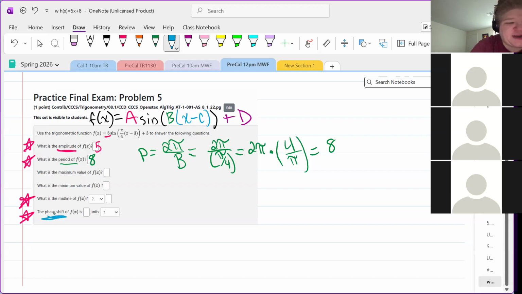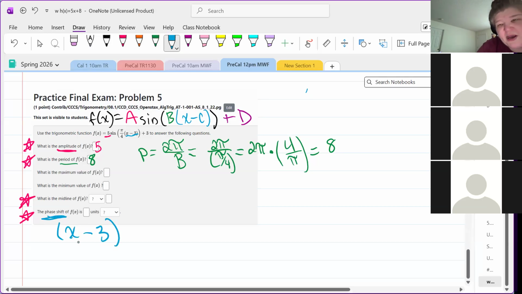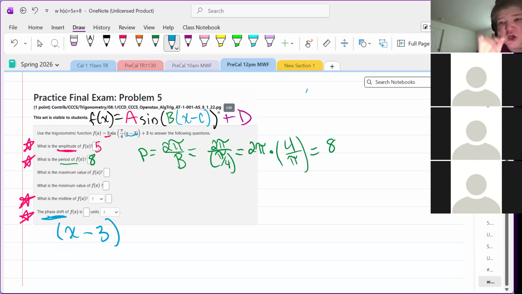Now our phase shift is coming from what's right next to the x inside the function. Phase shift is our horizontal shift, left and right. So our function is x minus 3. So this is where the inside lies. It looks like negative 3. It looks like we'd be going left 3. So we're really going to go right 3.